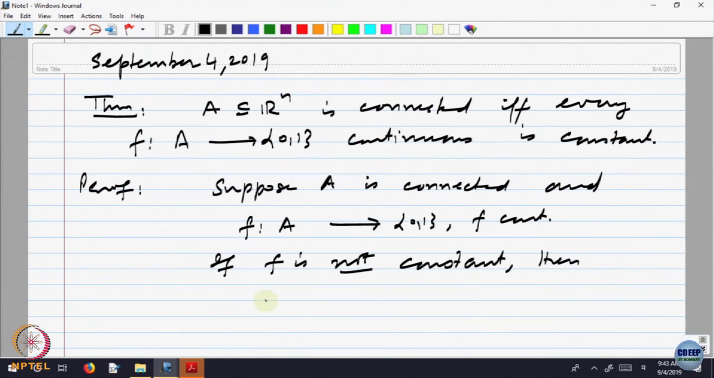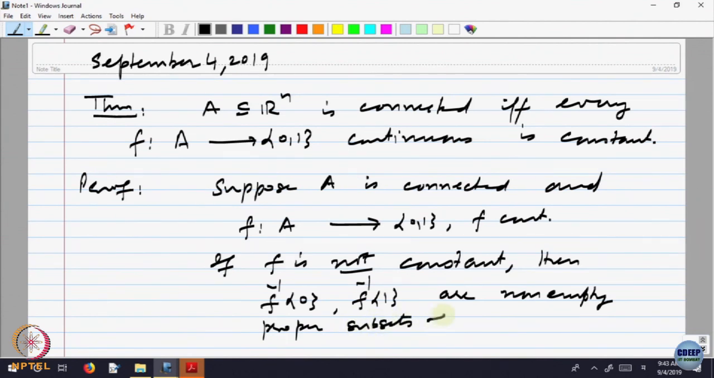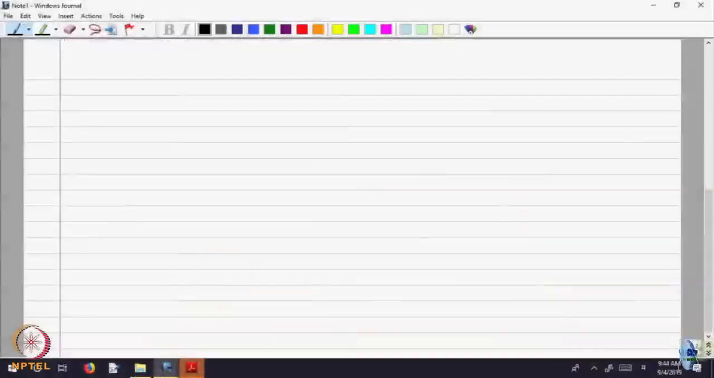Then let us look at the inverse image of 0 and inverse image of 1. So, all the points which go into 0 and all other points which go into 1 are non-empty proper subsets of A, right? Because there is a point which goes to 0, there is another point which goes to 1. So, that means 0 has a pre-image, 1 has a pre-image, right? And so, they are non-empty. And this pre-image of 0 and 1, they are not the whole of A, because different points are going to 0 and 1.